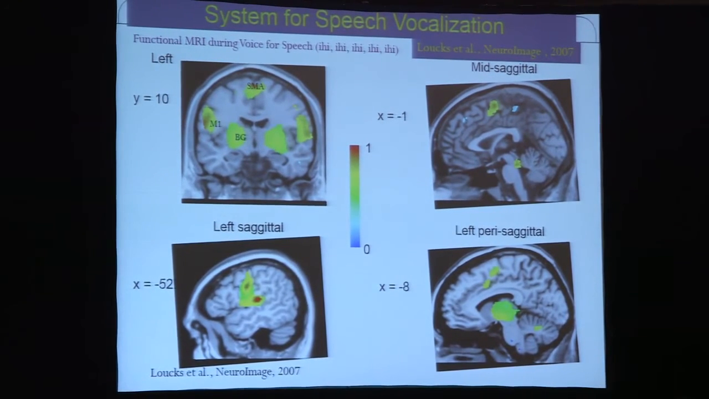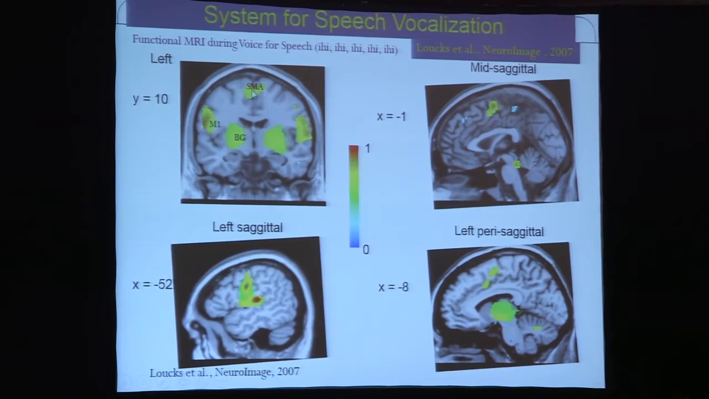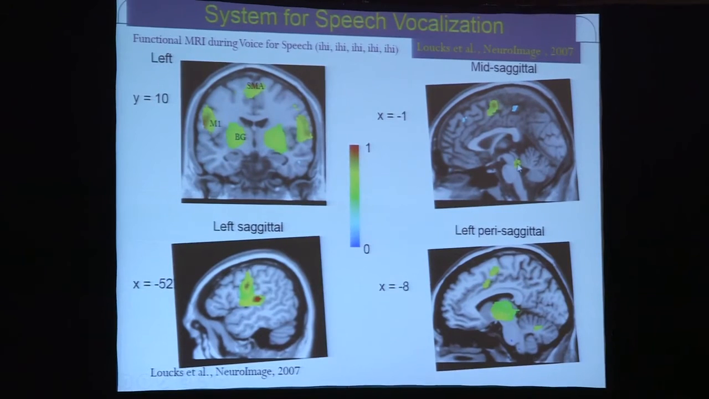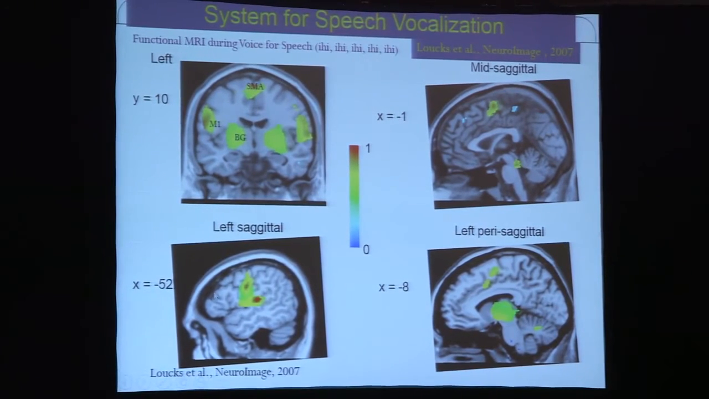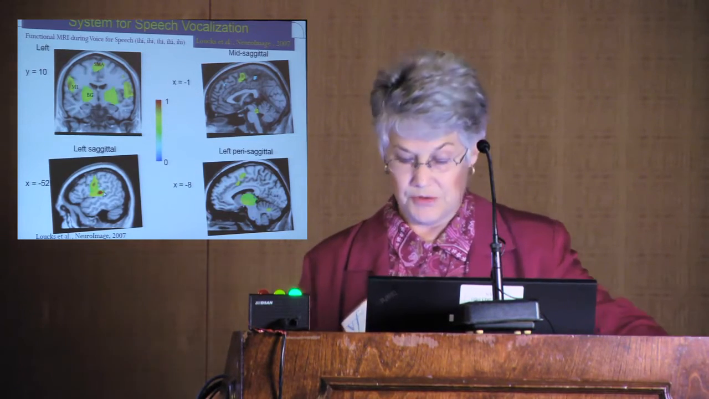The supplementary motor area, which is a planning motor area, was active. The M1 cortex, which we already discussed. The basal ganglia, which I'm going to discuss in a minute, and the periaqueductal gray down here, and the pons area, as well as the auditory area, which is the major input for feedback of whether you've met the target or not.